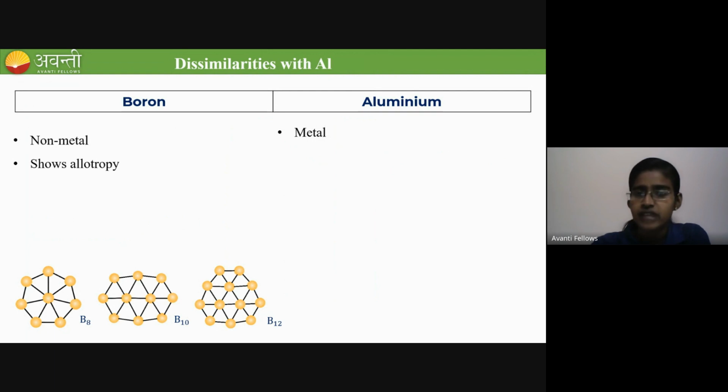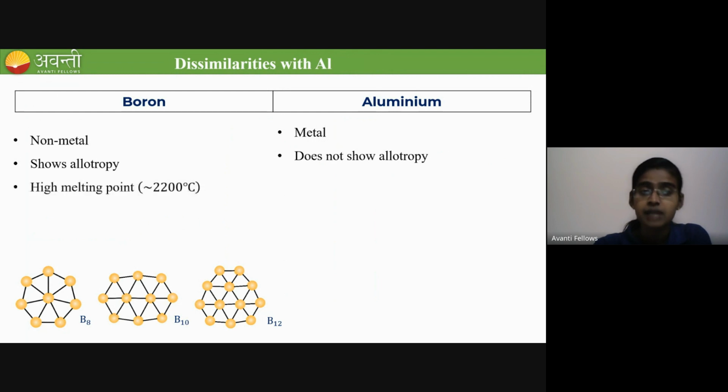Whereas in case of diamond, they all get arranged in a tetrahedral manner and they are very hard. So like that, here also boron forms three allotropes of these three formula, and aluminium does not show any allotrope. So there is no allotropism for aluminium. And coming to the third point of boron, boron has very high melting point. It is around 2200 degrees Celsius. It's very high, right? So very, very high melting point.